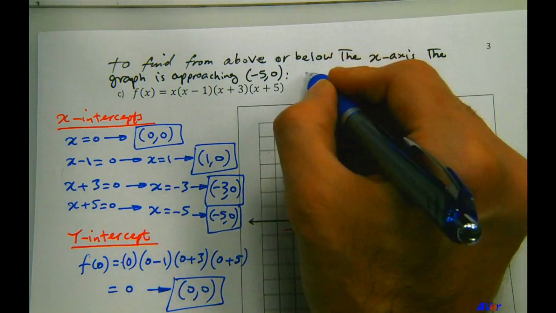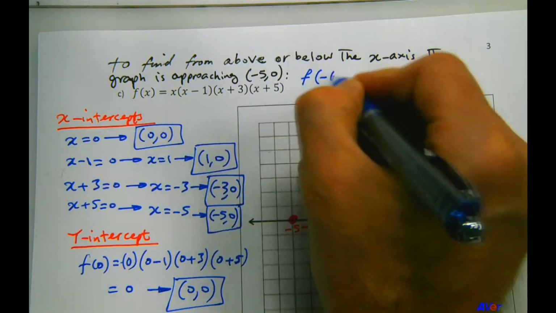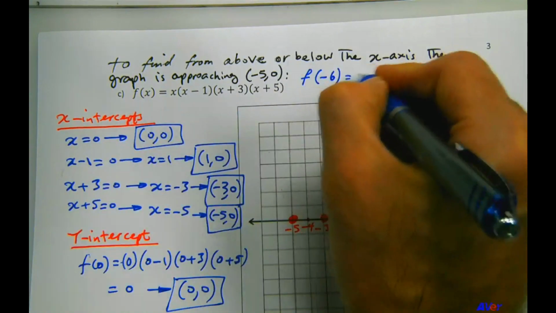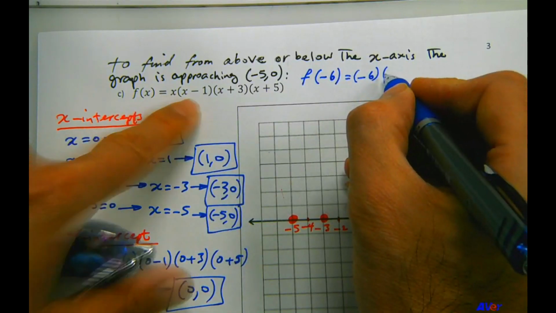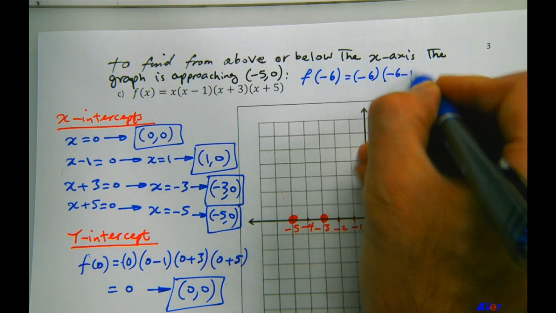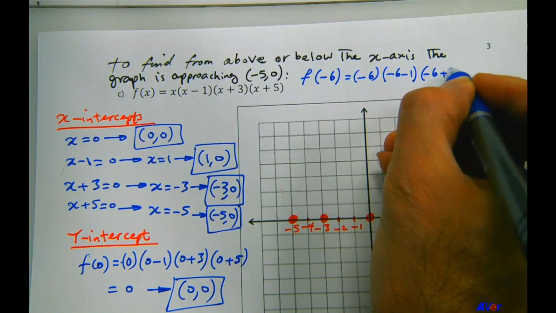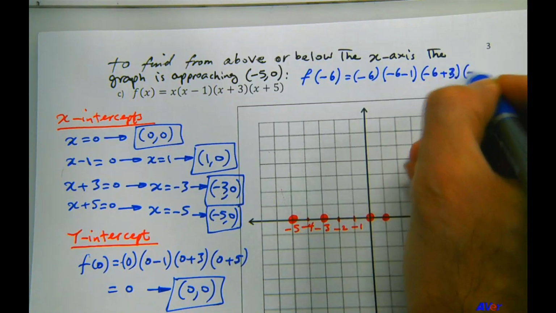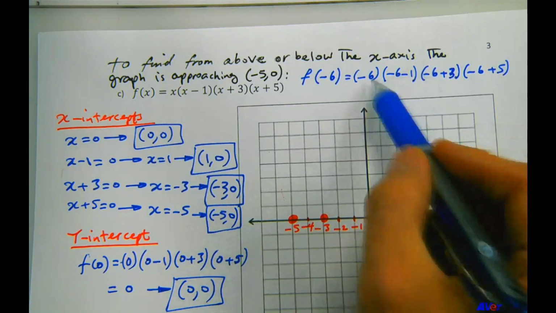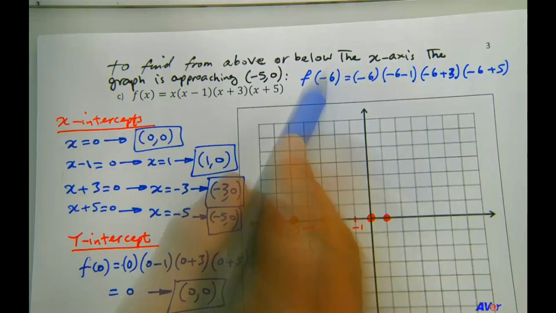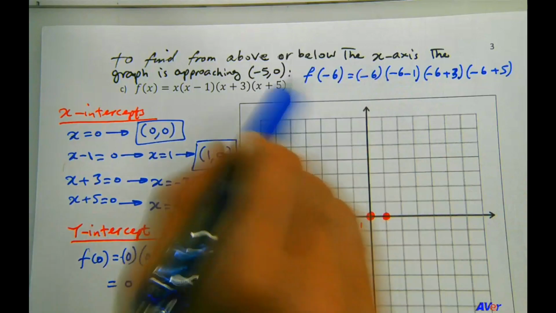So the function at negative 6 equals negative 6 times, I'm plugging in negative 6 here, negative 6 minus 1 times negative 6 plus 3 times negative 6 plus 5. Notice we do not care about the value of the function at negative 6. What we care about is the algebraic sign of the value of the function at that point.